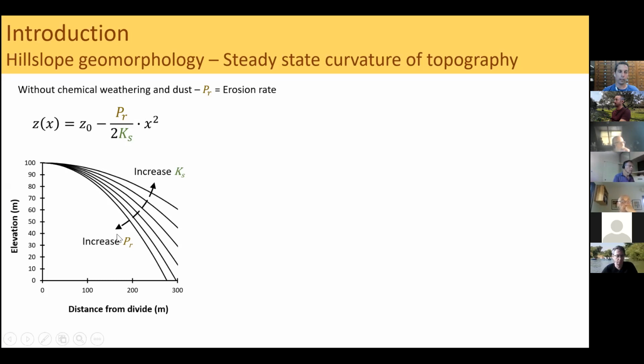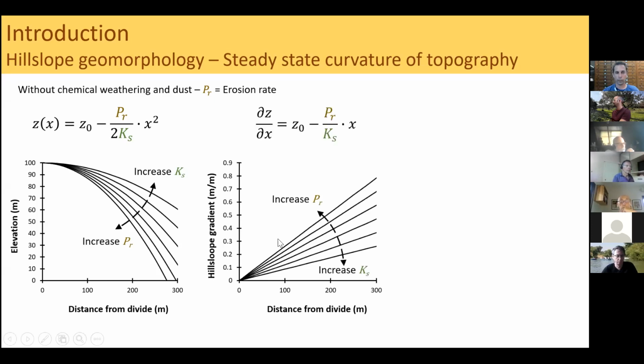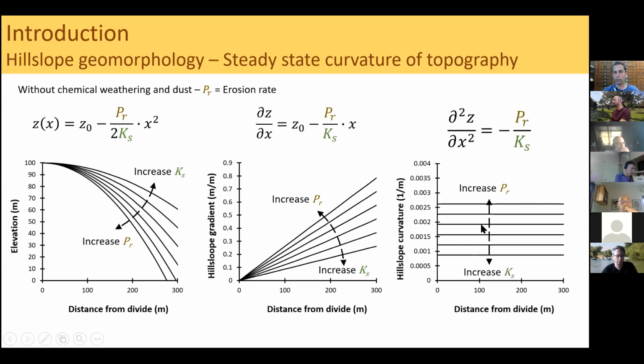On the other hand, if we increase the soil transport efficiency, we don't need steep slopes, so the morphology would be less steep. Okay, and we can look at the first derivative of this solution, and we see that its slope increases with distance from the divide, and a second derivative, which is a constant number, which we call curvature. Okay, just a number that describes how curved the landscape is.